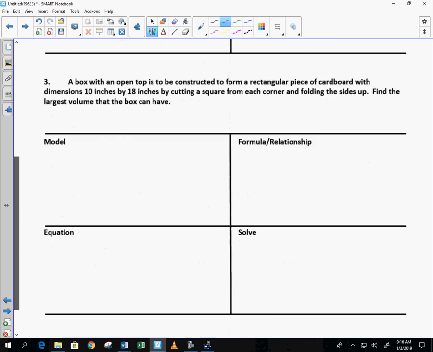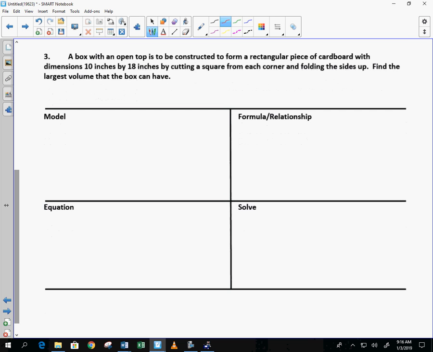All right. So let's go to a classic problem. A box with an open top is to be constructed from a rectangular piece of cardboard with dimensions 18 by 10. And you're going to cut a square piece from each corner and fold up the sides. You want to find the largest volume that the box can have. So we have this piece of cardboard that measures 10 by 18. You're going to cut, I'll call it X. Cut X from each side.